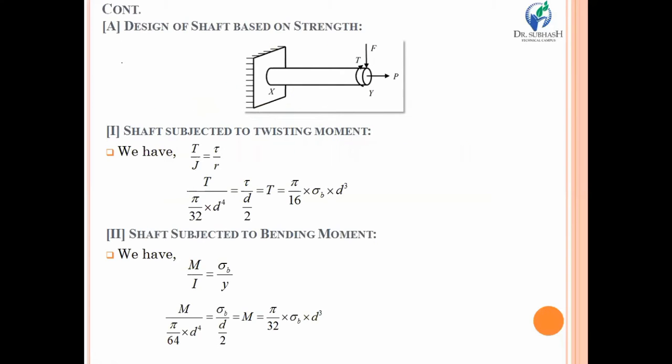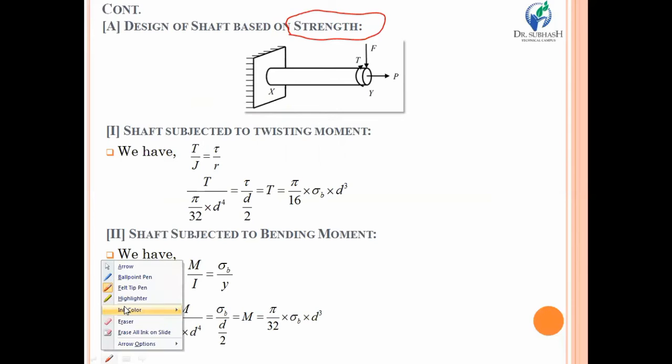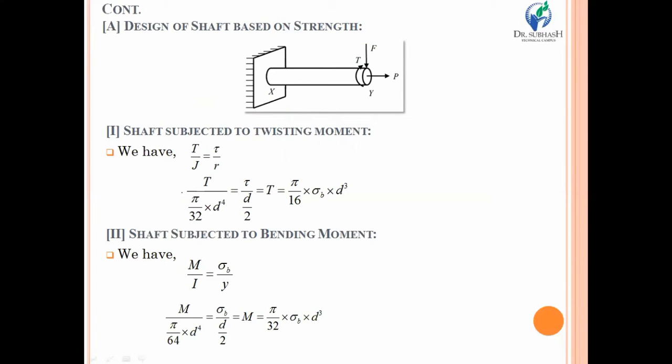Let's have the design, and that design is specially based on design of strength. We will first discuss design of shaft based on strength, and then after we will discuss design of shaft based on rigidity. So over here, suppose you are given one shaft over which one torque is to be transmitted in clockwise direction.